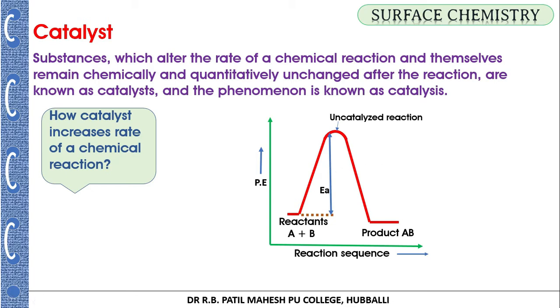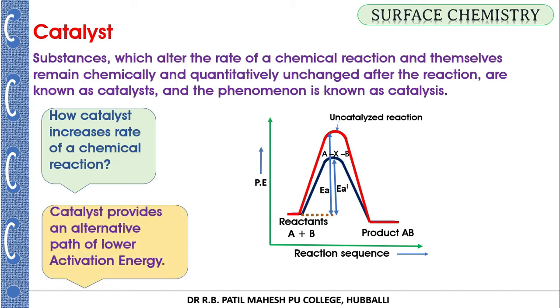But when I carry out the same reaction in the presence of the catalyst, what does the catalyst do? It is going to provide an alternative path of lower activation energy. Now you can see E dash is the activation energy in the presence of the catalyst and its value is low. So it provides an alternative path of lower activation energy, so that more and more reactant molecules now react, thereby forming the product. Hence, a catalyst increases the rate of a chemical reaction, by providing an alternative path of lower activation energy.